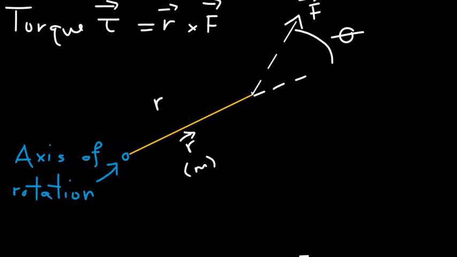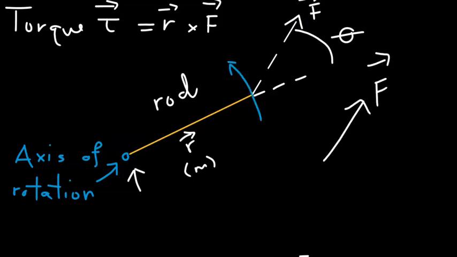So here you have a rod of length r meters, and this is the axis of rotation, and this rod is being acted upon by a force F, and this force is acting at some angle theta. So the direction of the torque is given by the following cross product.